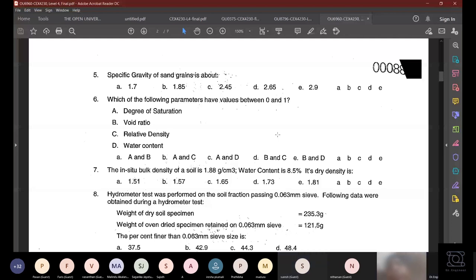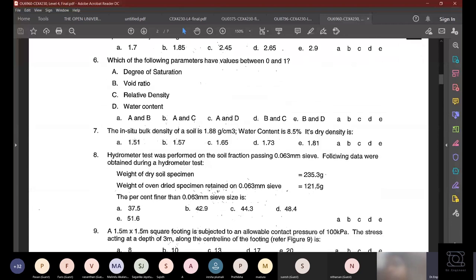Okay. Next, the in situ bulk density is given, water content is given. We have to find the dry density. Straightforward calculation, 1.88 divided by 1 plus 0.85. So the answer is 1.73, right? Option D. It's a fairly straightforward calculation, right?